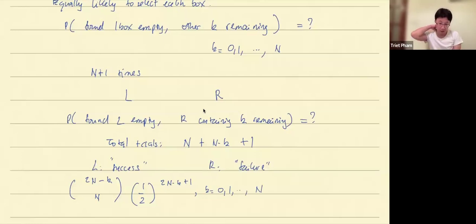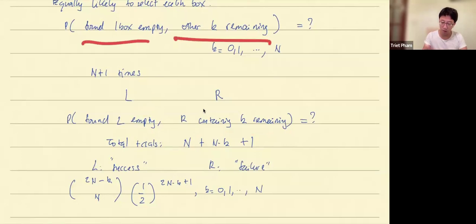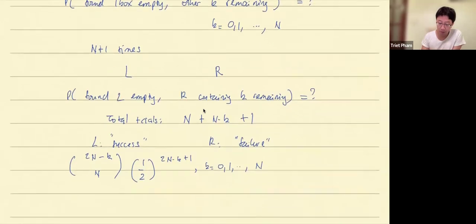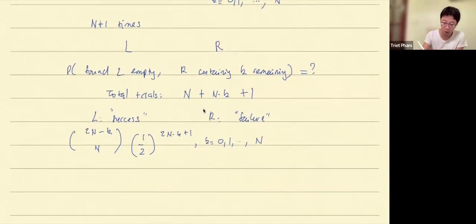But not yet. Just one last bit of detail, which is that we're looking at left and right here. So we specify this, but we need one box empty and the other one with k remaining. So what do we do with this? Since the left and the right box are symmetric, we can swap the right and left and have the same probability. The final answer is going to be double this.